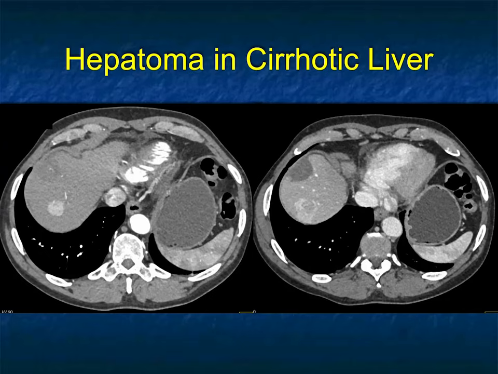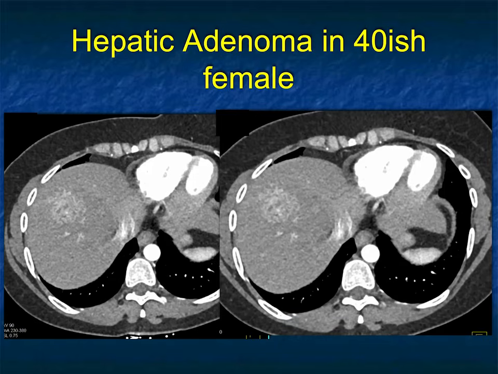It wasn't peripheral to central filling in. It was a vascular lesion which became hypodense, but the rim became denser, kind of the reverse pattern you would expect to see with a hemangioma of the liver.